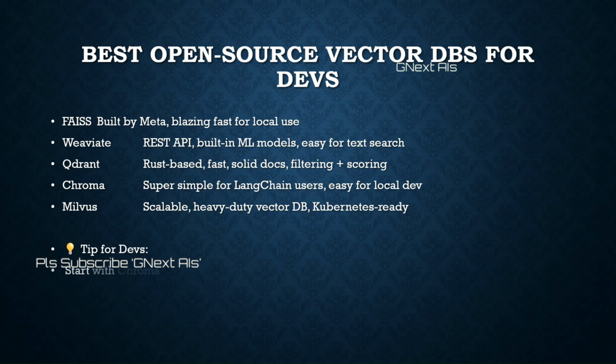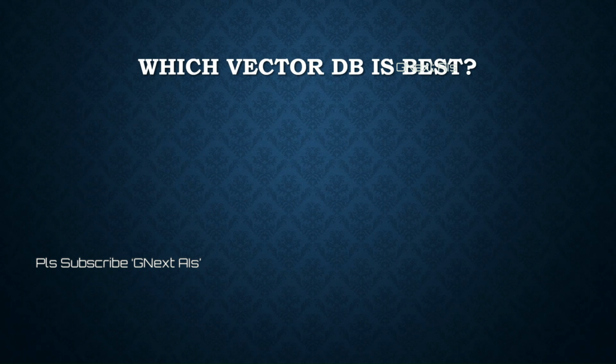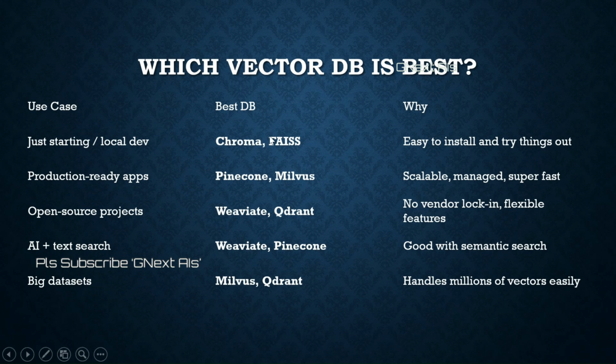Then tips for developers: start with Chroma if you are building apps with LangChain. Then explore Qdrant for more control and production level use. So which vector DB is best? You can see all the details in the table. For the use case of just starting as a local developer, the best DB will be Chroma or FAISS. Why? Because it's easy to install and try things out.